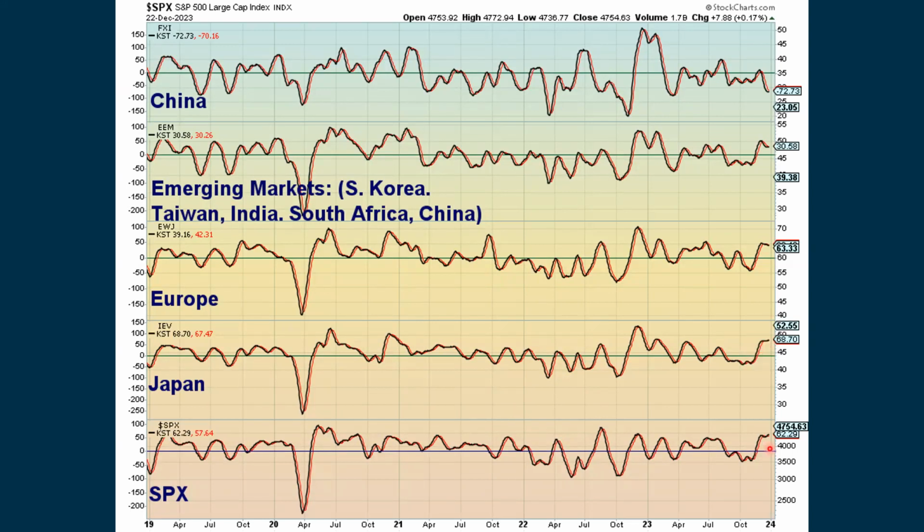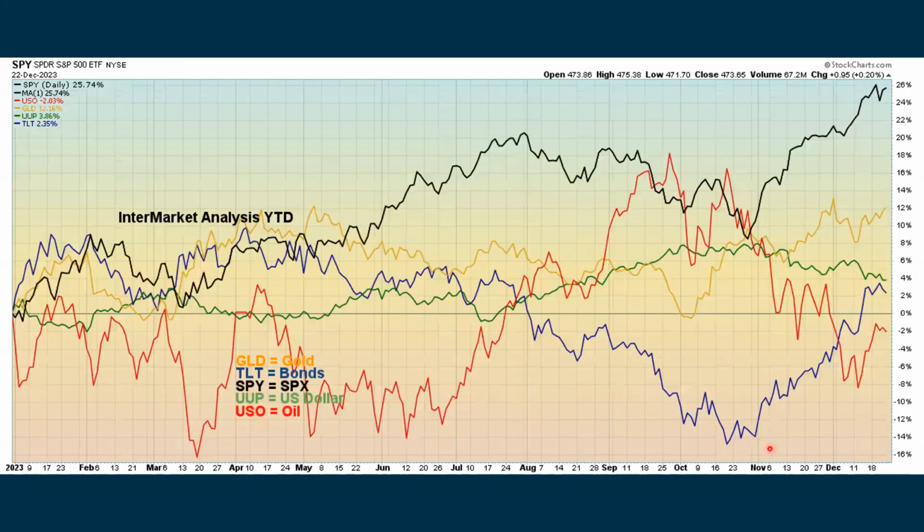and the US, with the S&P 500, also could be showing more of an upward move here. Then we look at an intermarket analysis chart going back to the beginning of 2023.